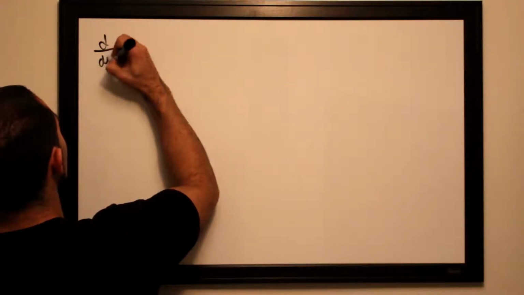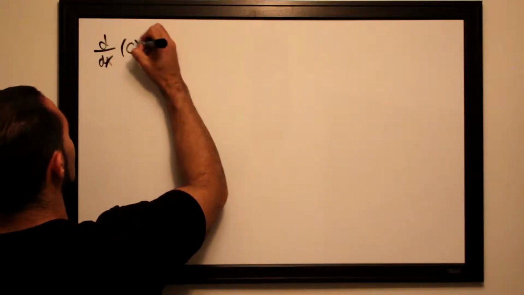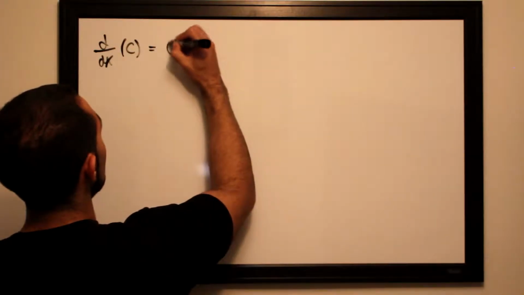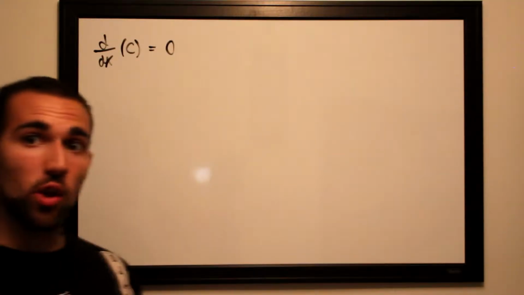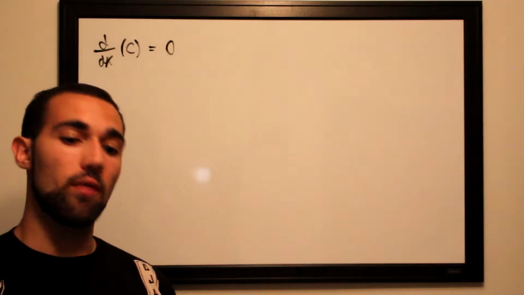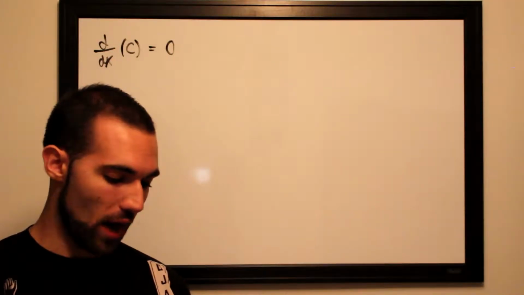d by dx of any constant, say constant c, is equal to 0. With all of this information, let's take the derivative of a chain of additions and subtractions.